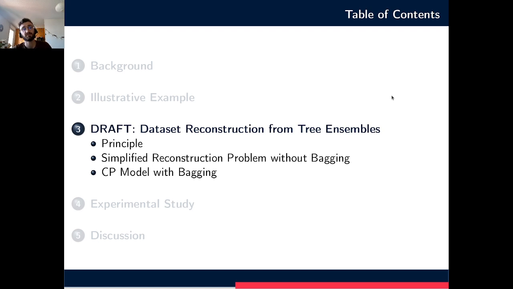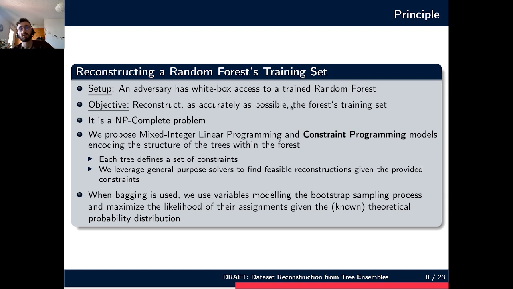To face these different challenges and perform dataset reconstruction against tree ensembles, and in particular random forests, we propose DRAFTS, which I'm going to depict in this section. I will first explain the high-level principle of our approach, then I will provide the formulation we propose for the simplified case where bootstrap sampling is not used, and finally I will depict the whole formulation, including the case where bootstrap sampling is used to train the forest. So recall the setup.